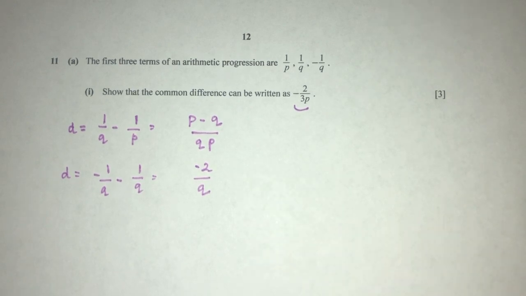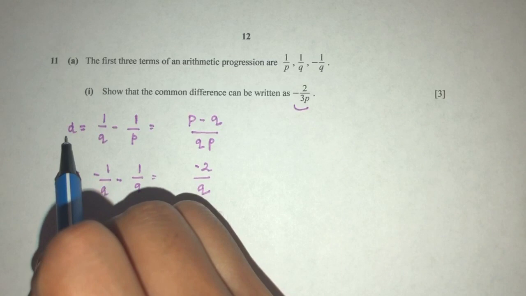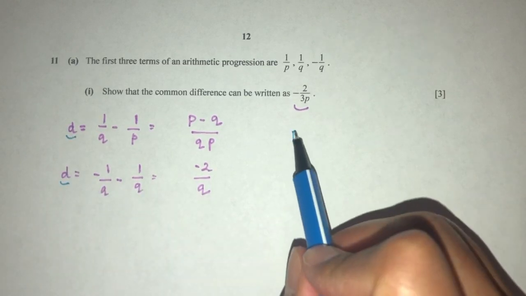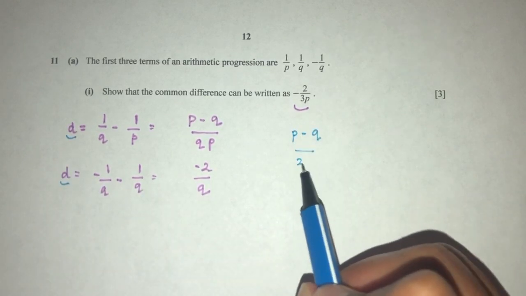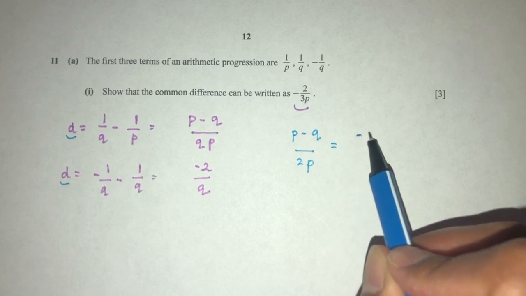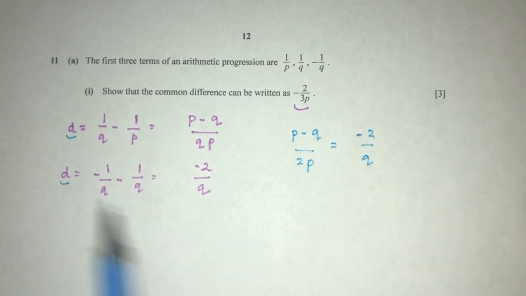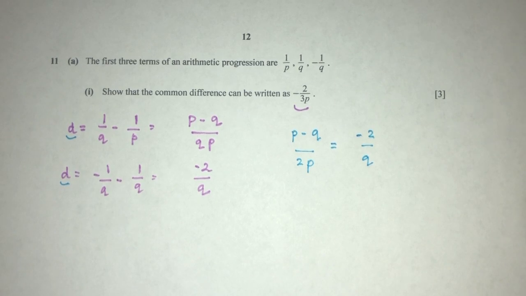We can equate, because D is equal to D, so we can write (P minus Q) over 2P, same thing as minus 2 over Q, because we can see D is D. Now we can simplify. Let's see what happens. Interesting enough. Let's see what can be done. So we can cross multiply, I guess. That's the first logic we can use right now.